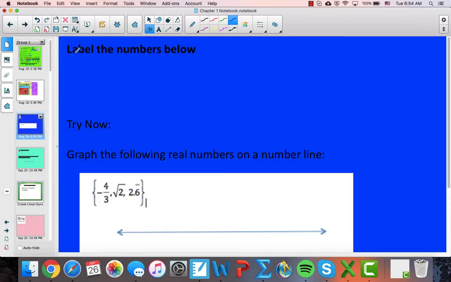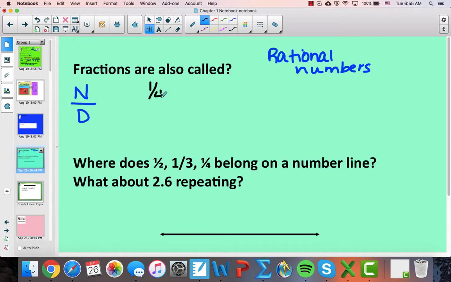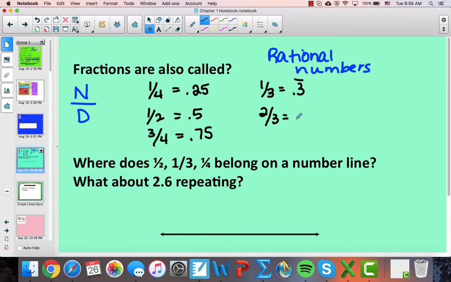All right, so we're going to talk about fractions. Fractions, we said, are in the family of rational numbers. And we have some parts. The numerator is the top and the denominator is the bottom. But there are some fractions I really think are important for you to know. Obviously, you should know 1/4, 1/2, and 3/4 as decimals: 0.25, 0.5, and 0.75. Some other ones that are really important: 1/3, 0.3 repeating, and 2/3, 0.6 repeating.